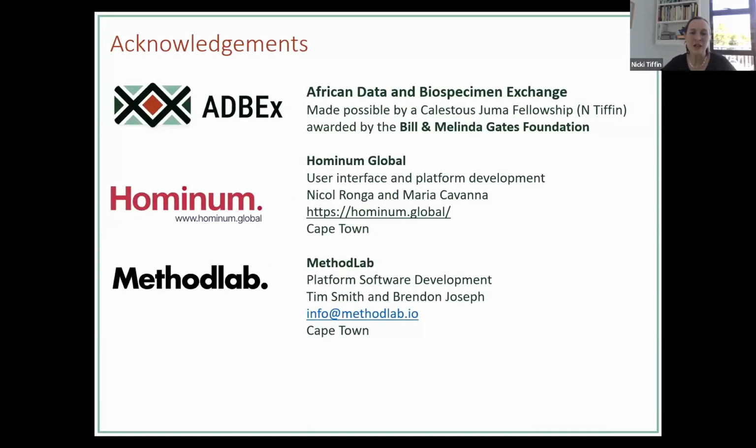And this is just to acknowledge the very generous funding through the Callistus Juma Fellowship from the Bill and Melinda Gates Foundation. And then our partners outside the group are Hominem Global, who did our user interface and user testing work, and Method Lab, our software development team.